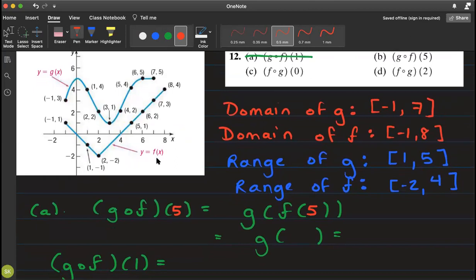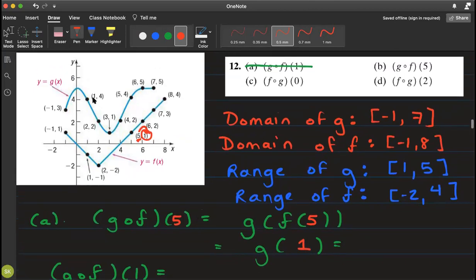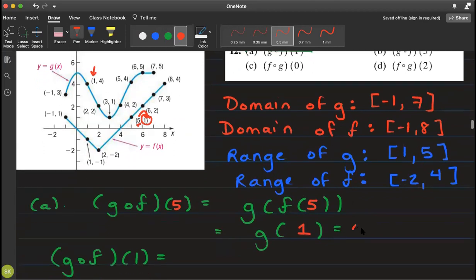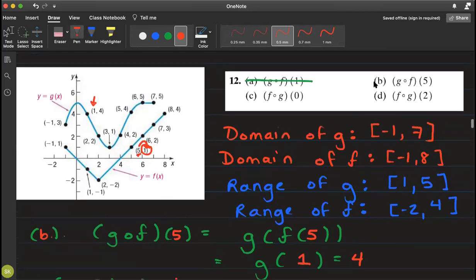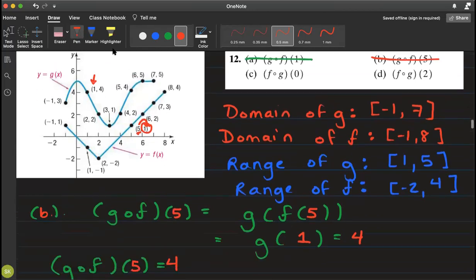Okay, so what we do is we plug in 5 into our function f. Again, here's the function f. 5 is the x value. When you plug it in, you get 1. So I'm going to put 1 here, and then I'm going to see where 1 is sent by g. So here is the x value 1, and 1 is being sent to 4. So g composed of f of 5 is equal to 4. This is part B. Okay, so we've done part B. Now let's try part C.